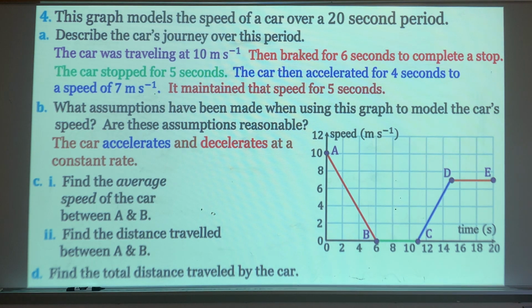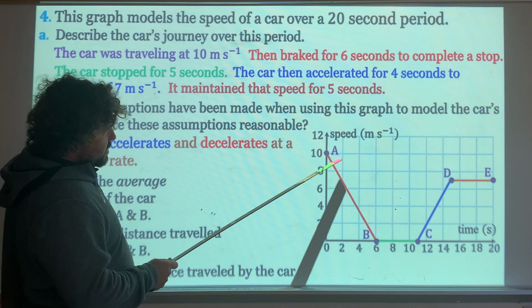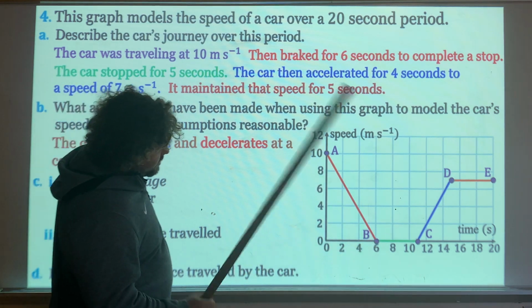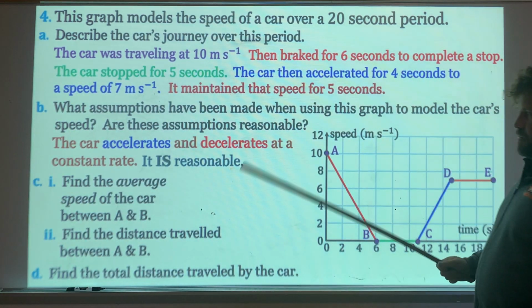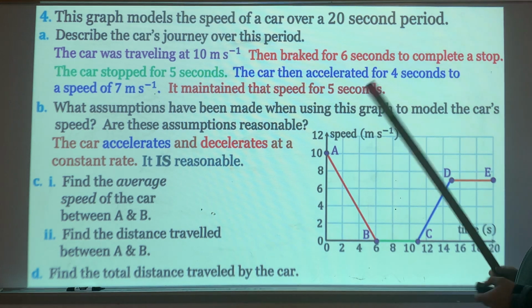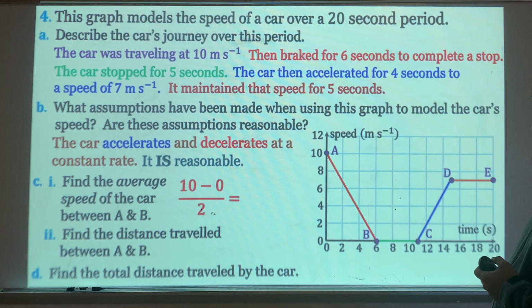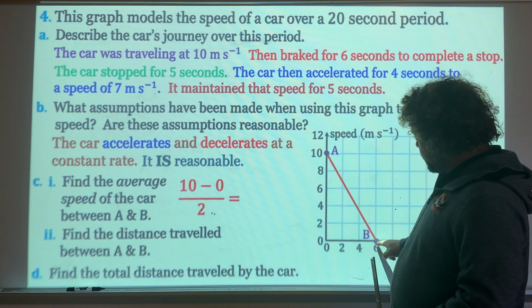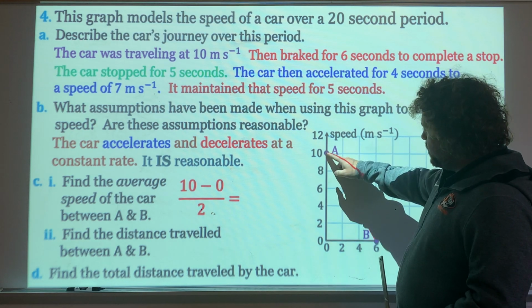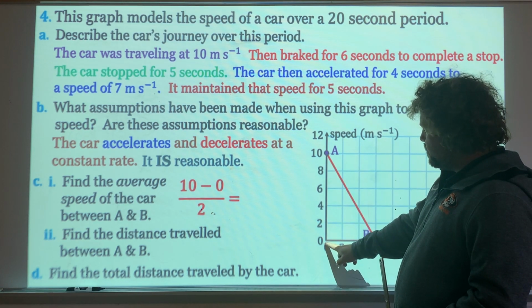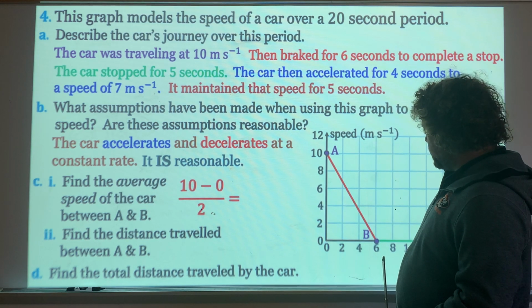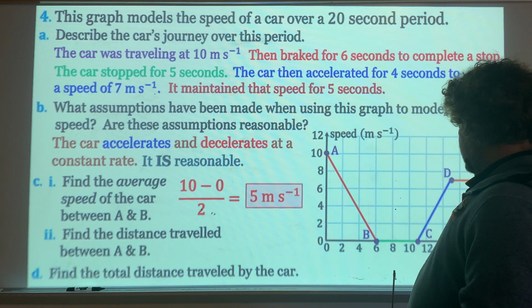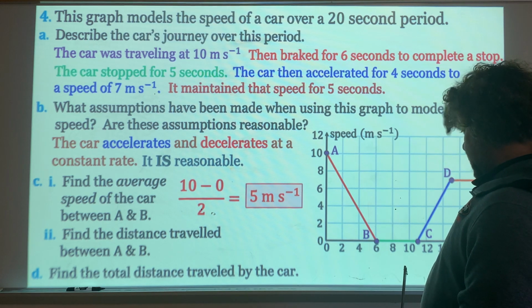C, find the average speed of the car between A and B. So how do we find the average speed? Just find the gradient. What are the points? 0, 10 up, 6, 0 up. That's reasonable. Most people do accelerate. So we're going to do 10 minus 0 over 2. Your initial speed, your end speed. All right? Why is it over 2? 5 meters per second. Average speed of the car between A and B.